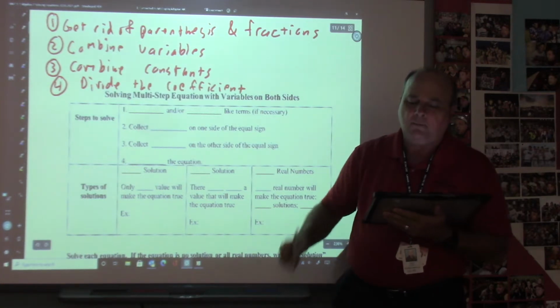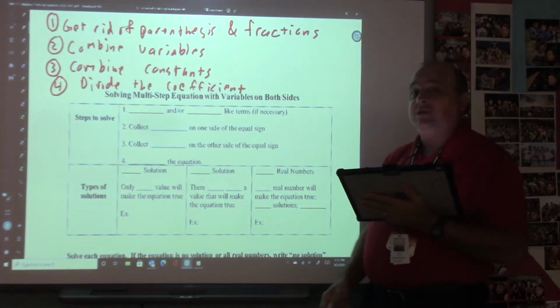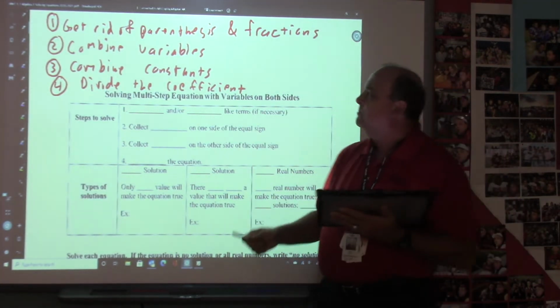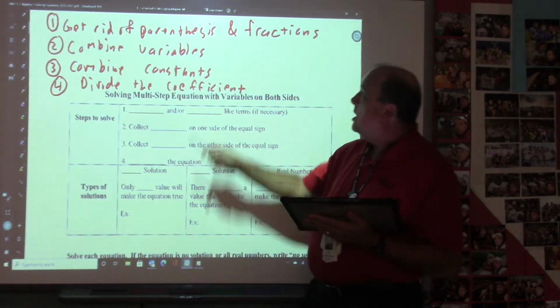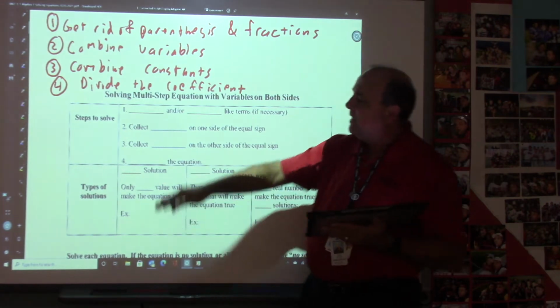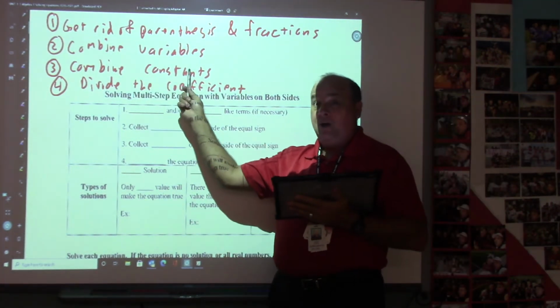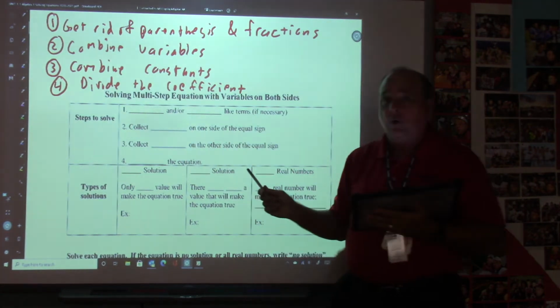And I wish I could write better, but that's what you got, okay? So we're going to get rid of the parentheses and fractions. Mr. Toops loves fractions. Then we're going to combine the variables, which are the letters. Usually we use x because x will be the x-axis. Then we're going to combine the constants, and then we're going to divide the coefficient.